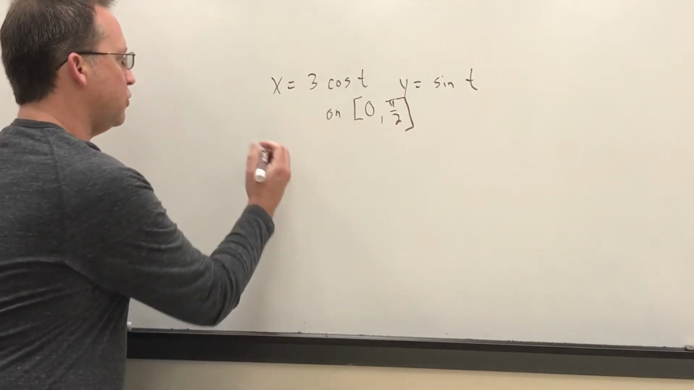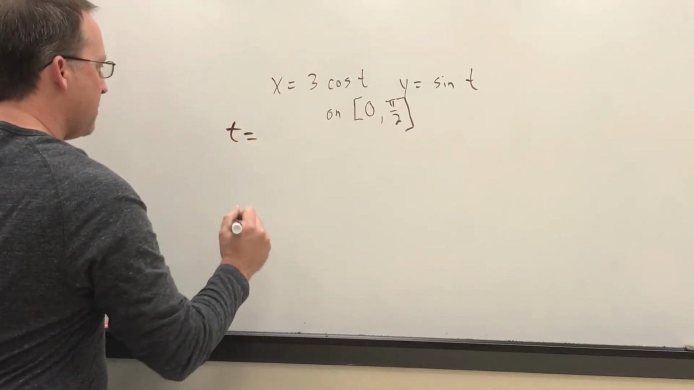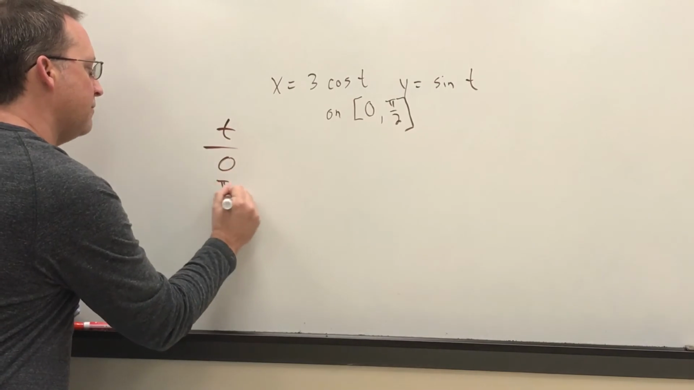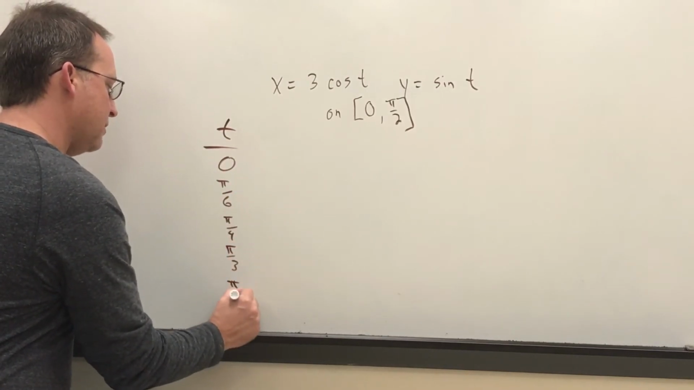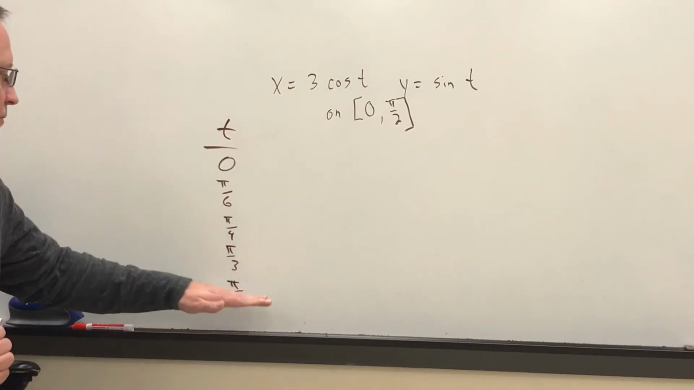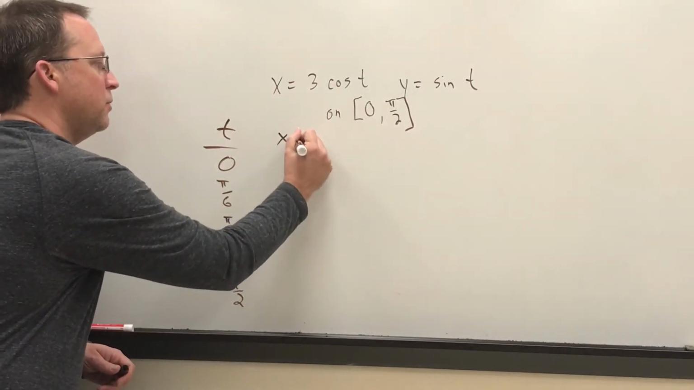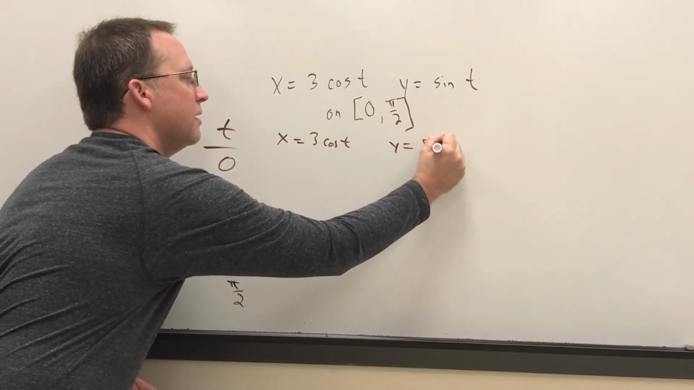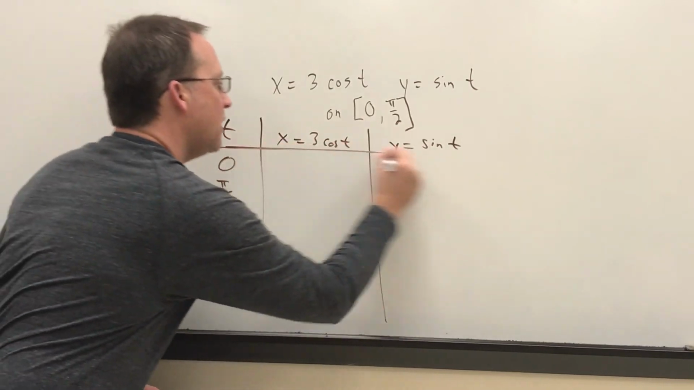You would just start choosing t values that are useful, that are easy for you. Just maybe make a little table here where you go to 0 and pi over 6 and just your normal family of functions there. Hopefully you can see the bottom values there. And then get your x by doing 3 times cosine of t, and your y by doing sine of t. So get all your points, and then you can plot them along the way.